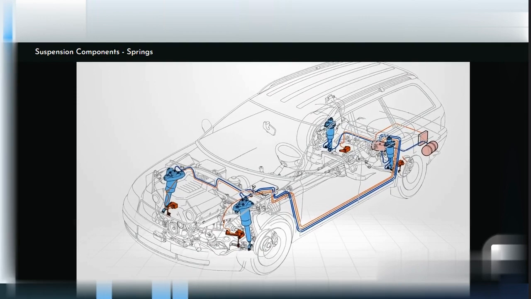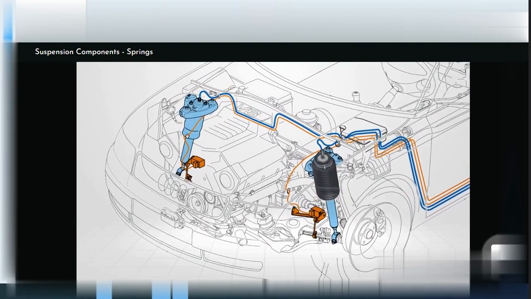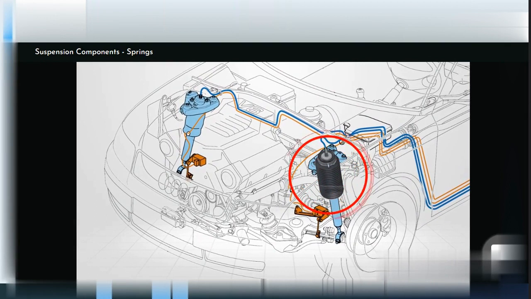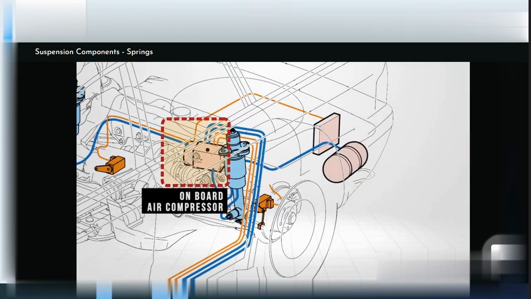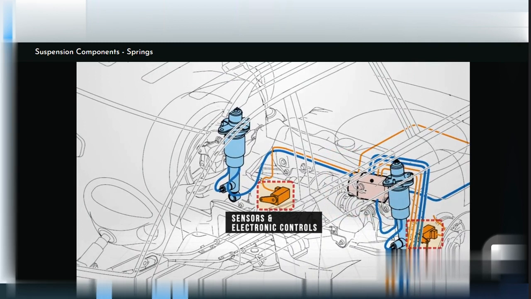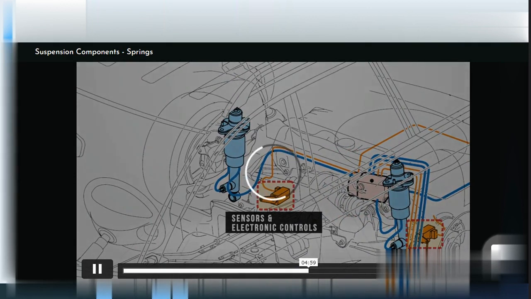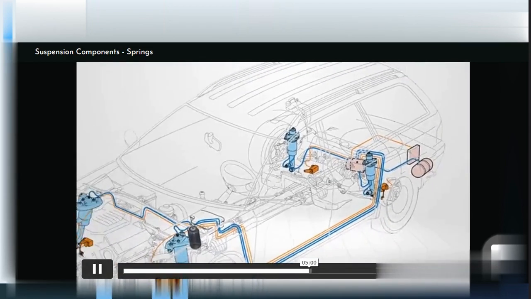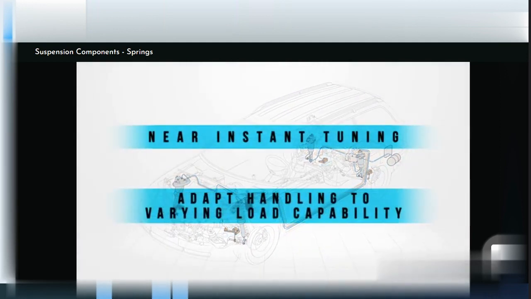Air suspension systems essentially replace a vehicle's spring with air chambers. The air springs are carefully designed rubber and fabric bellows, containing compressed air inflated to a certain pressure. By adding an onboard air compressor, sensors and electronic controls, air suspension systems provide several advantages over conventional springs, including near-instant tuning and the ability to adapt handling to different situations and varying load capability.